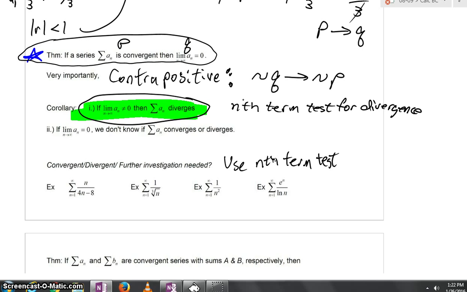Look at the follow-up, and this is equally valid and equally important. If the limit of the nth term does go to 0, frankly, we don't know if that series converges or diverges. Further investigation will be needed. Okay, so guys, we're going to take a look at this next example.